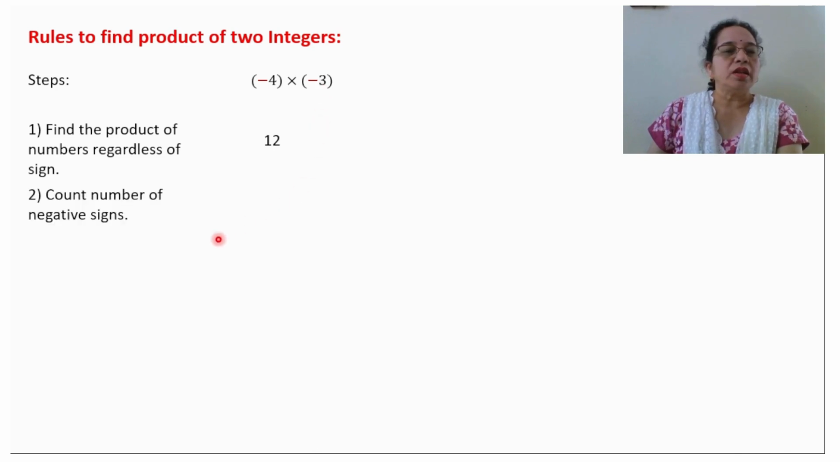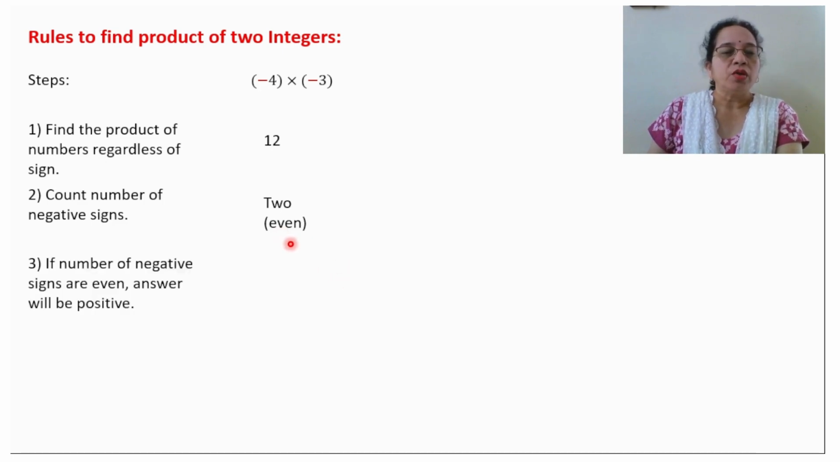Now the second step, count the number of negative signs. How many negative signs are there? 1 and 2. 2 is an even number. We are going to use this even and odd concept. That's what I have written here, even. What is the next step? If the number of negative signs is even, the answer will be positive. Since the number is even, your answer will be positive. It means the product will be plus 12.